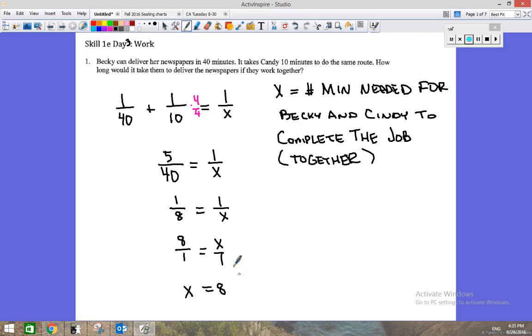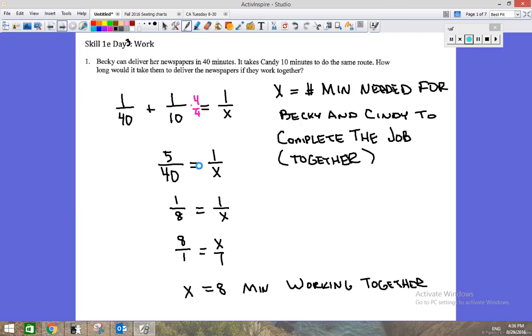So working together, they can do it in 8 minutes. So some type of a little summary that says that they can complete the job working together in 8 minutes.